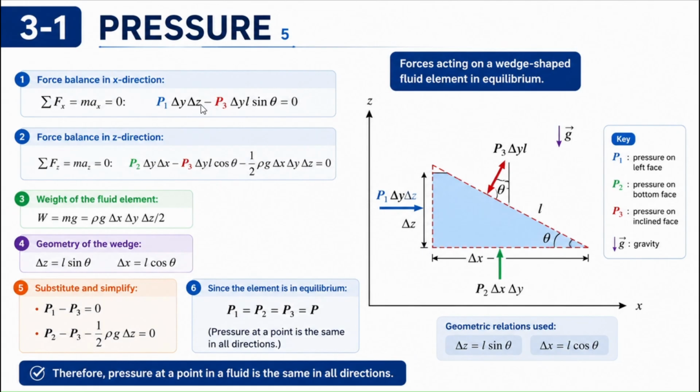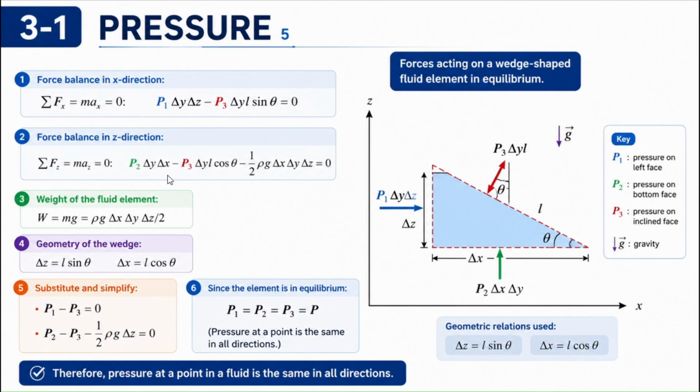Now, if you carefully look into the equations, we can use the geometry to simplify these expressions. For example, delta z is equal to L sine theta, and delta x is equal to L cos theta. So if you substitute delta z equal to L sine theta, this whole equation will become P1 minus P3 equal to 0, because delta y times delta z will become delta y times L sine theta, and the whole term can be taken out and it will vanish.